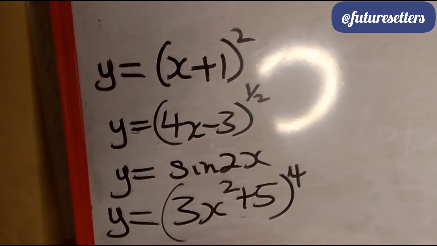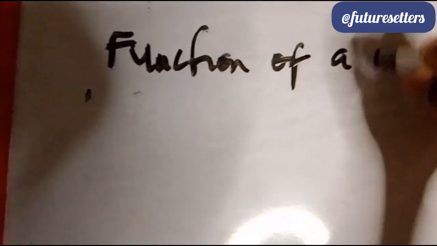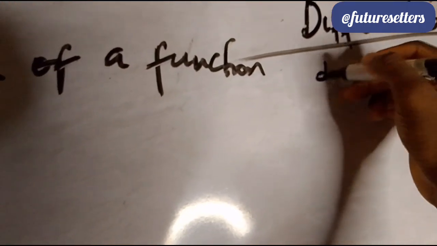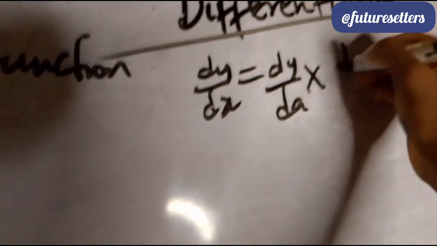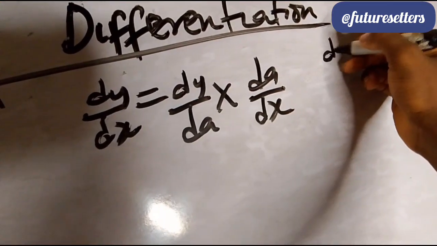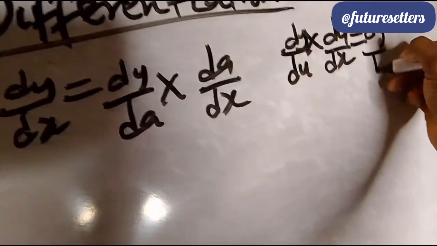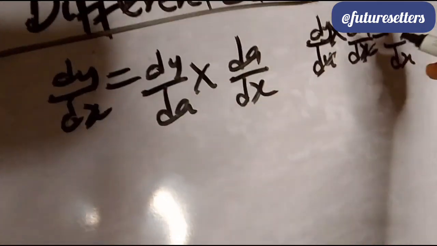We are going to be entering another part which is known as function of a function. In function of a function, we can have that dy/dx is equal to dy/du times du/dx. The dy/du, we cancel the u, so observe that this is now dy/dx, the same thing. So understand this. We're going to have some examples now.